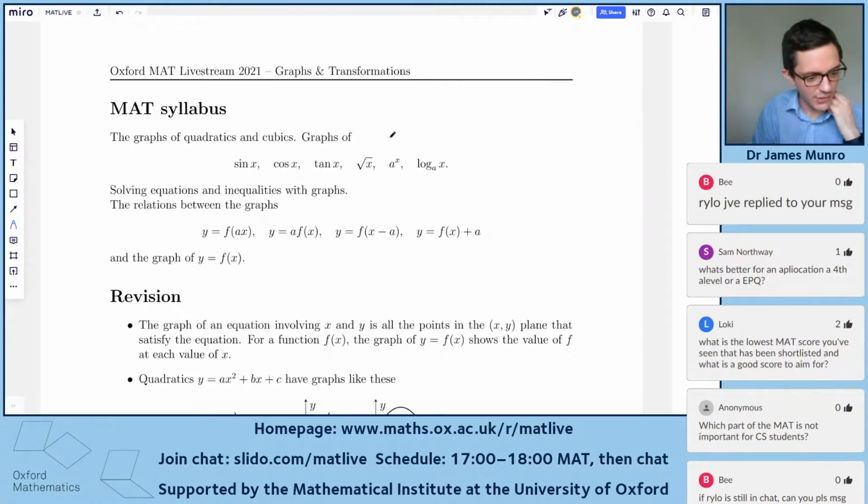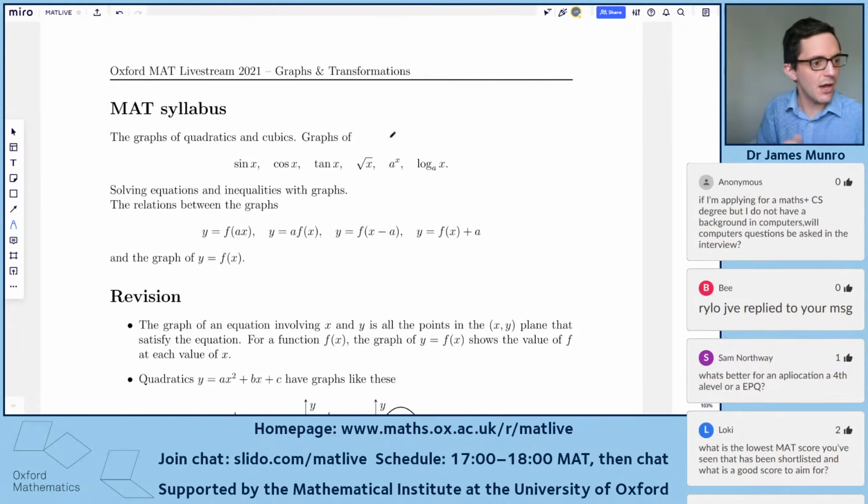So person that you've asked this question a few times, and I will address it. You're applying for maths and computer science, do not have a background in computers. Will computers questions be asked in the interview? So, maths and computer science, not very interested in computer hardware, not very interested in computer architecture. They are interested in algorithms and solving problems with computers.